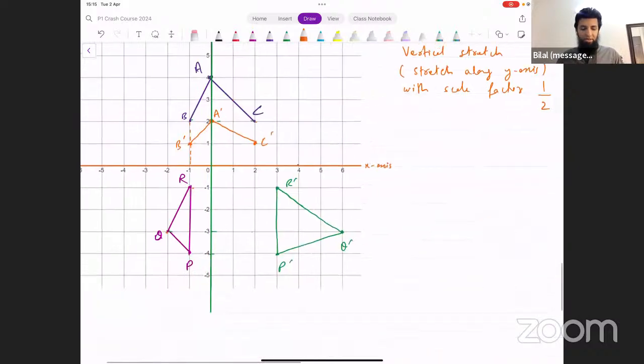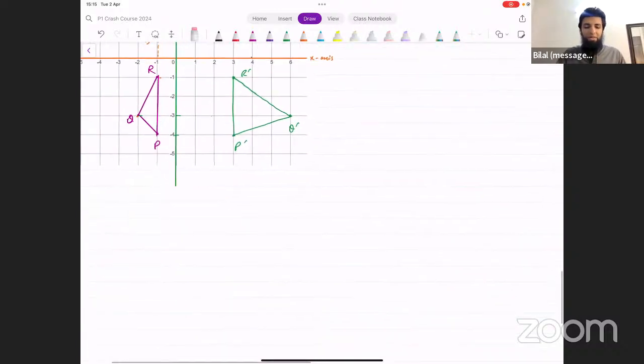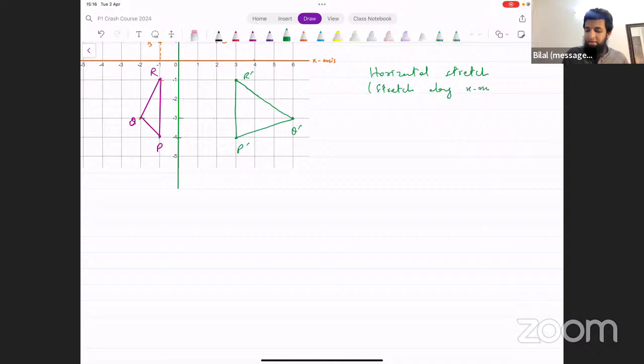Make sense? Now let's look at the next one. Let's say we have this triangle PQR, and this goes to this triangle P'Q'R'. How would you describe this transformation? Any idea? Horizontal stretch with a factor of -3. So that's what's happening here. Let's write it down. We would say this is a horizontal stretch, or you could say it's a stretch along x-axis with scale factor -3. How do you figure that out?